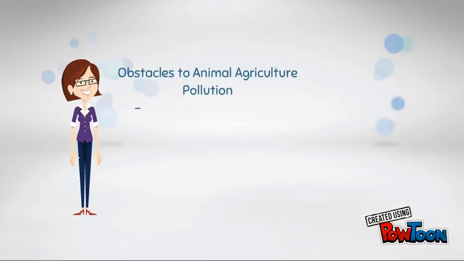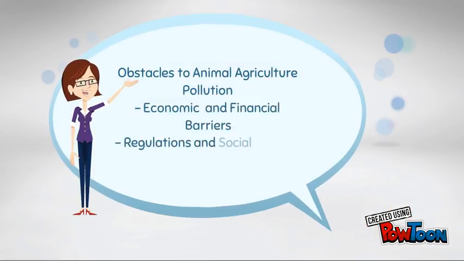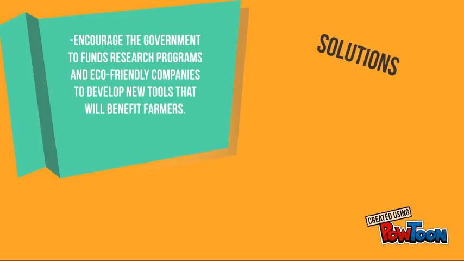There are many obstacles to addressing animal agriculture pollution. These include economic and financial barriers, regulation and social barriers. Animal agriculture pollution is something that affects people, animals, and the environment, and everyone should be concerned about it. Here are some solutions.